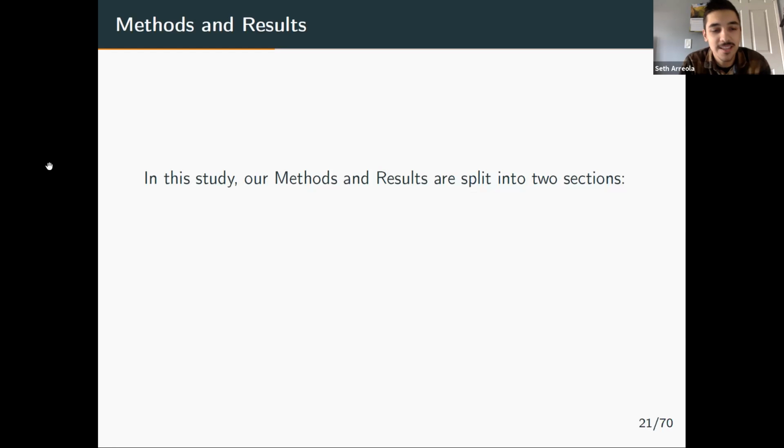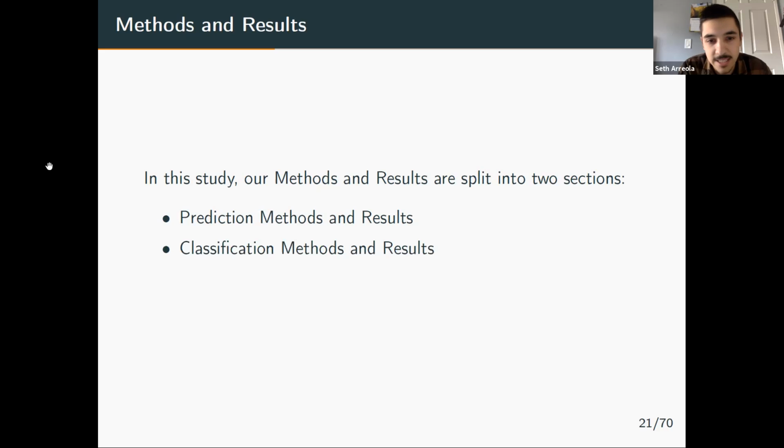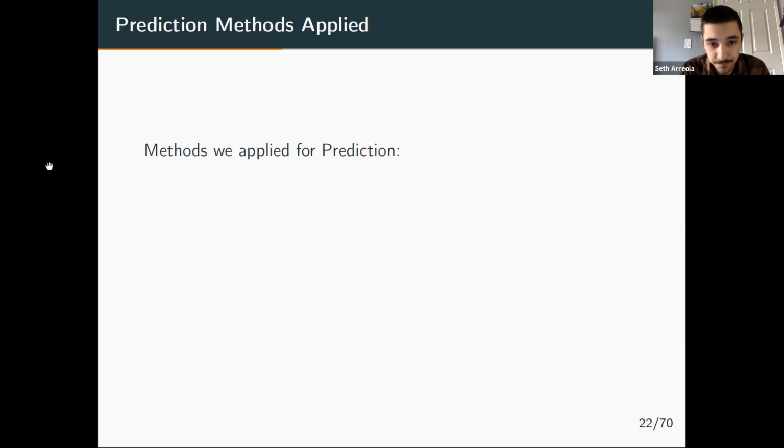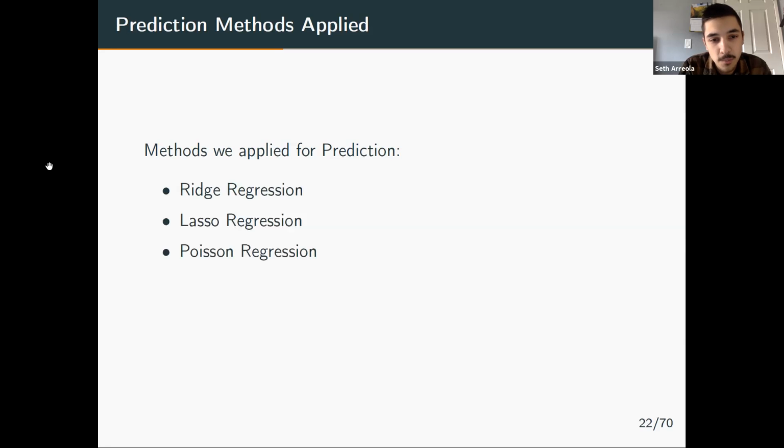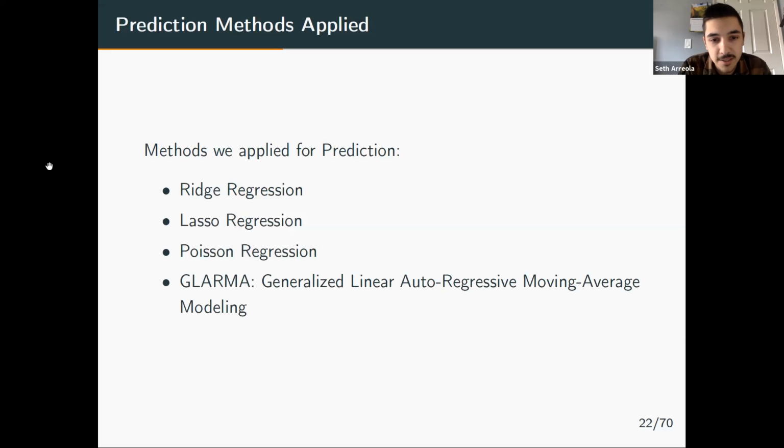Thank you, Gwen. Okay, so we're going to get into our methods and results portion of this presentation. Since we have 2 main goals, our methods and results can be thought of as being split into 2 sections: our prediction methods and results, and then our classification methods and results. We're going to begin with prediction first. The methods we applied for prediction are ridge regression, lasso regression, Poisson regression, and our time series model, the generalized linear auto-regressive moving average model, or GLARMA for short.